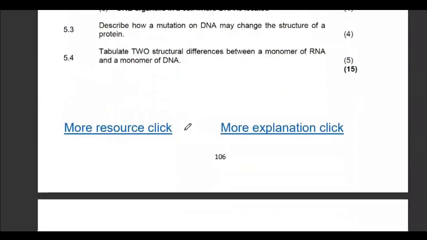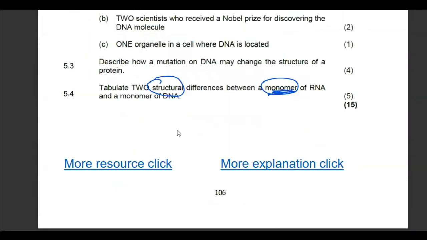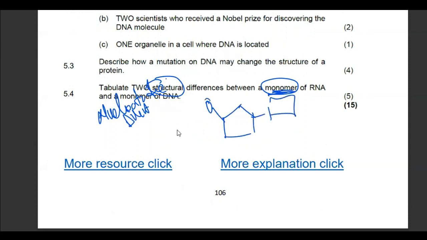Now, the difference in structure. The major point here is the word structure between the monomers of DNA and RNA. So here they are talking about the monomer. If you look at the monomer, they are looking at the nucleotide of DNA and the nucleotide of RNA. So you only look at the structure, which is the nucleotide, made up of a phosphate, a sugar, and a nitrogenous base. So there are only two differences here you can look at. You can look at the sugar.